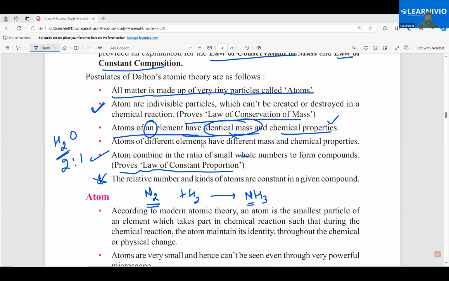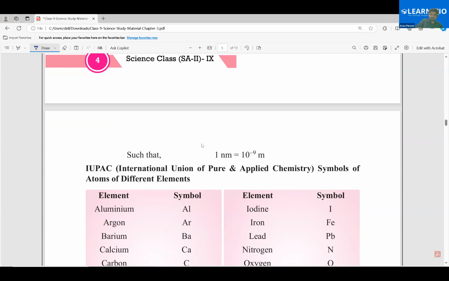So you're done, everyone? Done? Done, yes or no? Yes, you want to speak. What is law of conservation? What are the postulates of Dalton theory?